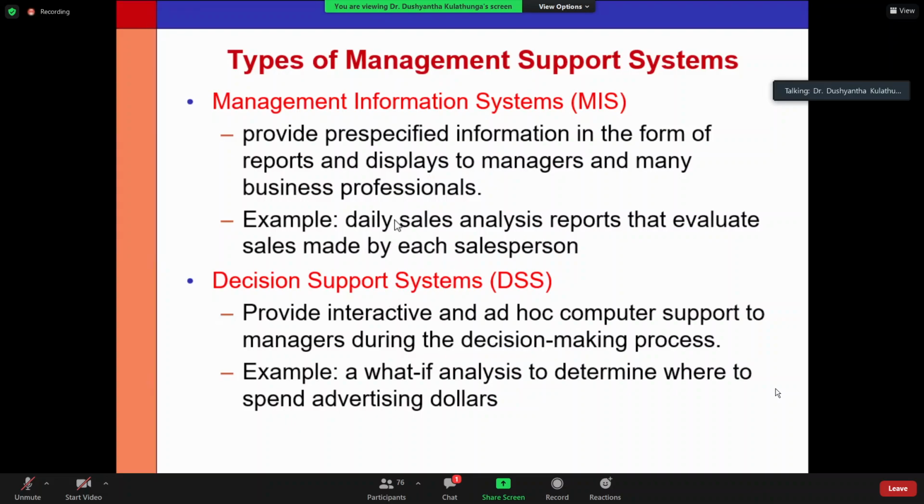Then the example also, daily sales analysis reports that evaluate sales made by each person. So this is the example I took from the beginning, but there can be other types of management information systems fulfilling specific requirements. Now, if it is a profit and loss account prepared at the end of a specific period, the same thing. You specify in advance, you require this information after processing the specific data.